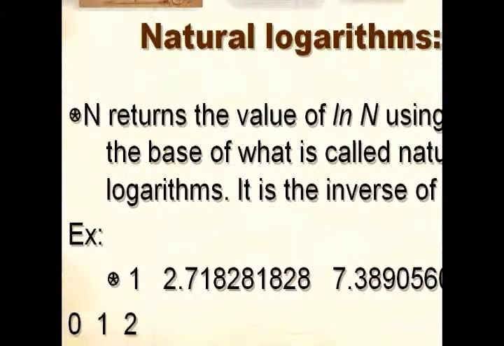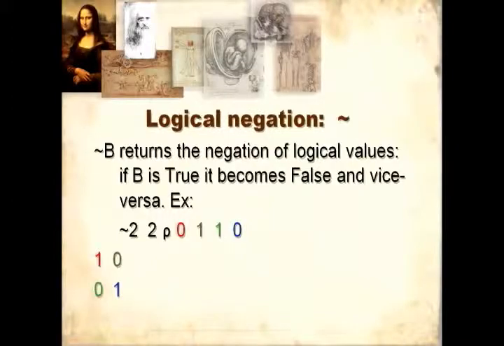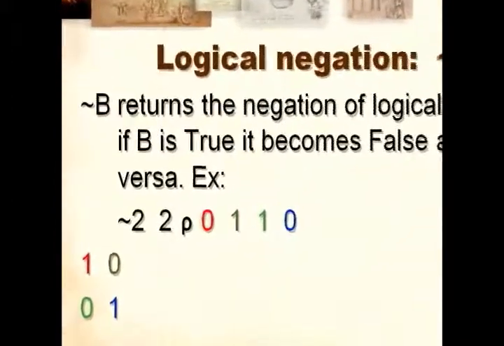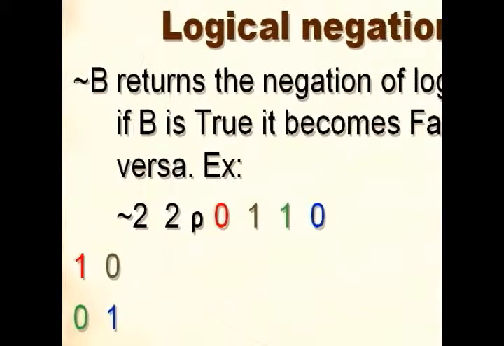Logical negation. Negation of any Boolean value returns a negation of those logical values. If it is true, it becomes false. If it was false, it becomes true. If it's 0, it becomes 1. If it's 1, it becomes 0.